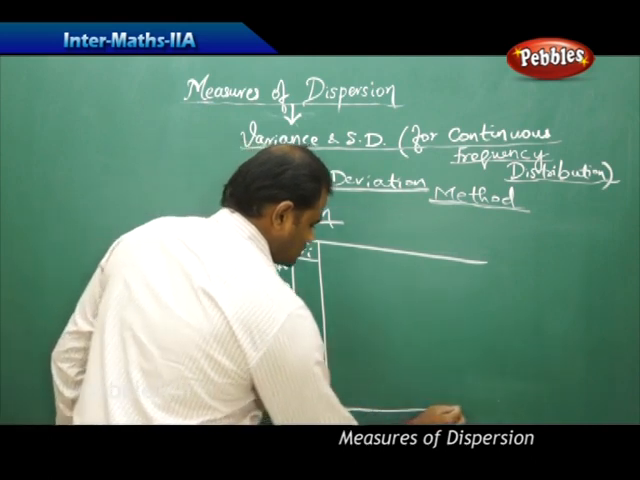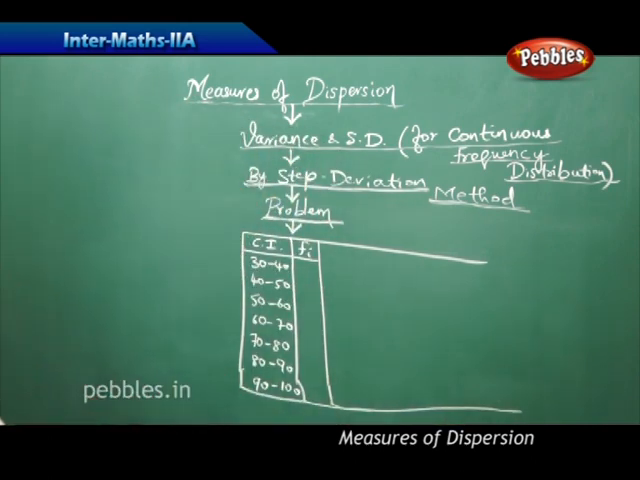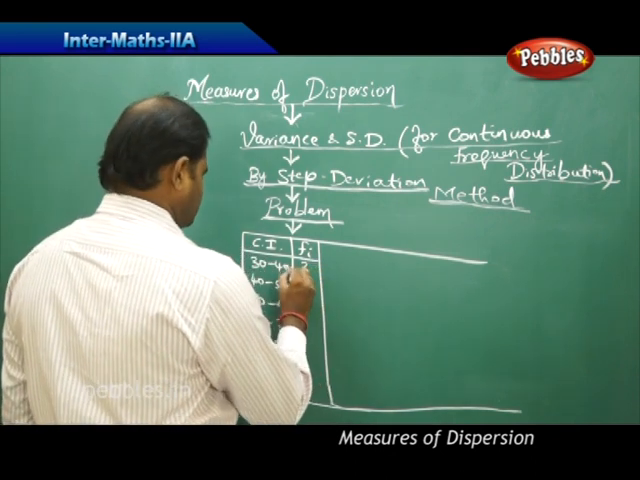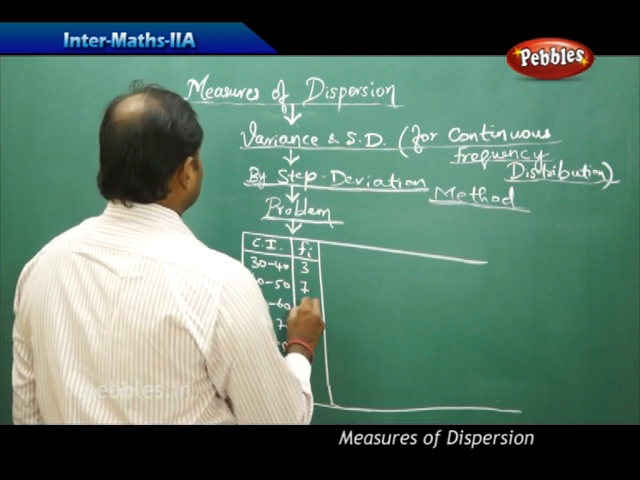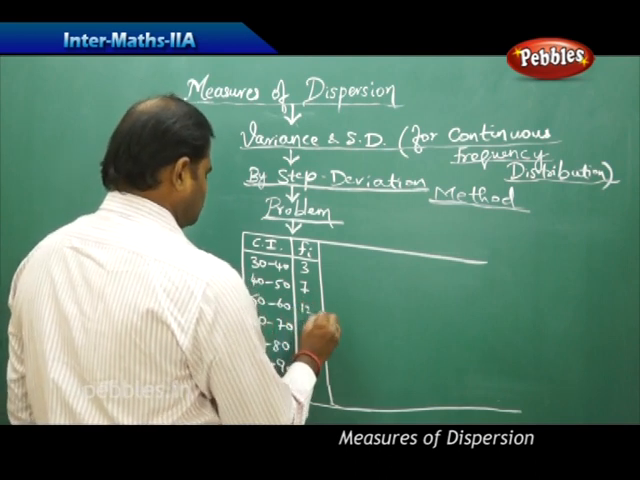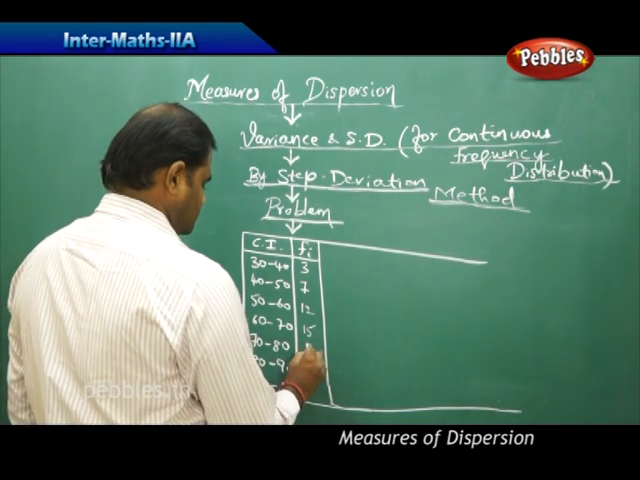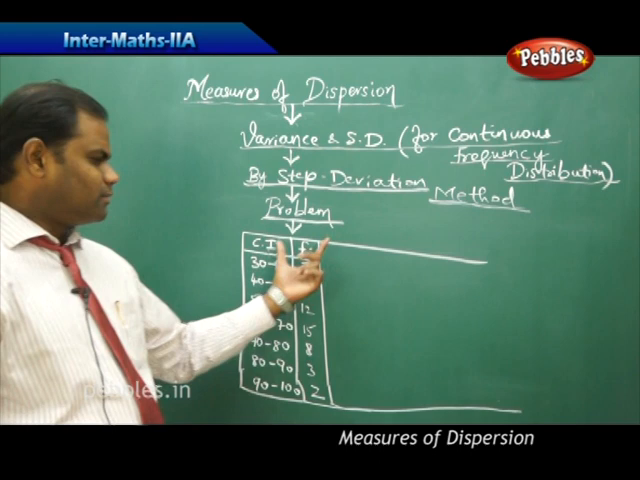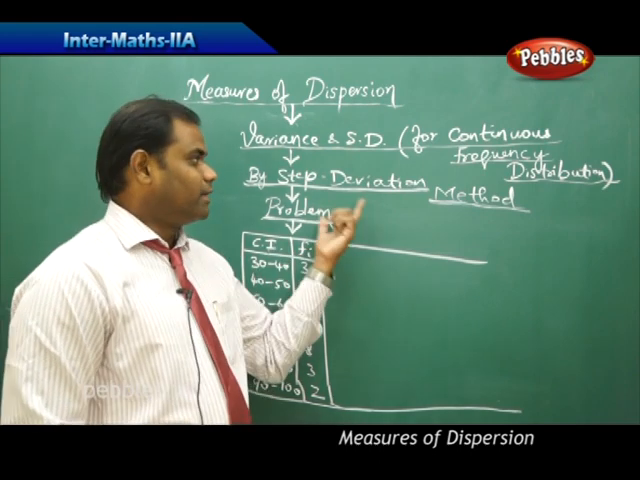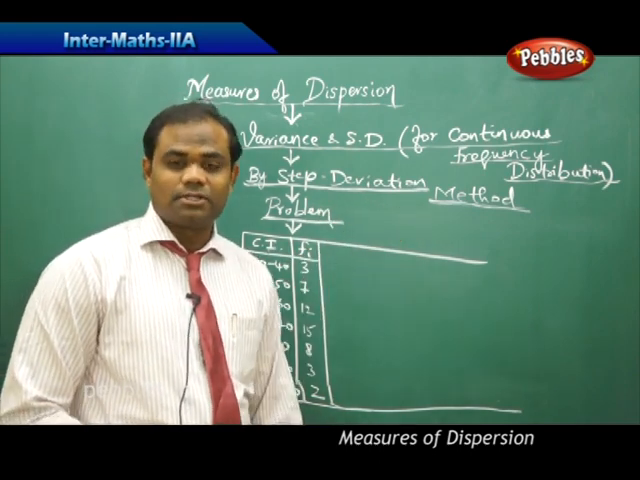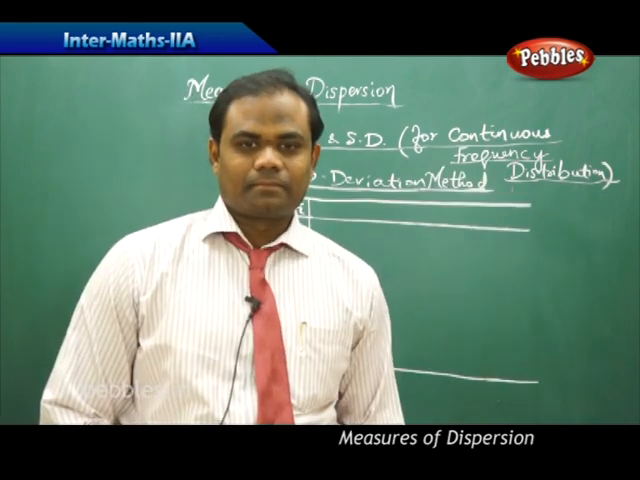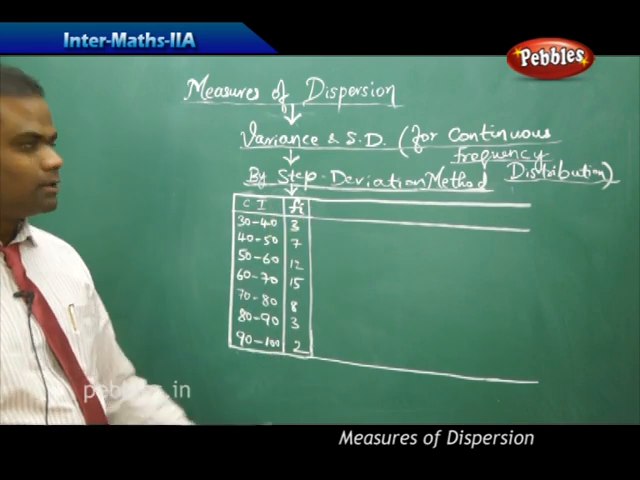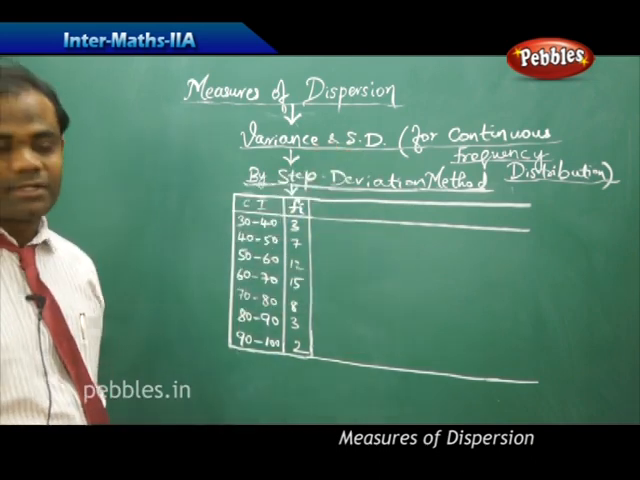Now let's see how we can find this for the given frequencies, which are 3, 7, 12, 15, 8, 3, and 2. So for this class interval and frequency, we need to find the variance and standard deviation using the step deviation method. So in this case, I have the class interval and frequency as given, for which I need to find the variance and standard deviation.